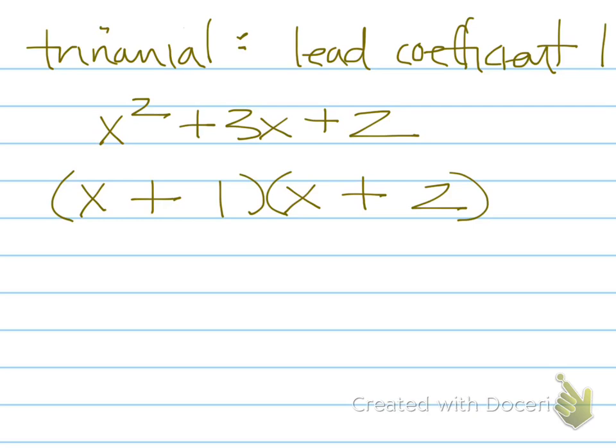And then you should check yourself. X times x is x squared. When you multiply the inner terms, you get 1x. When you multiply the outer terms, you get 2x. 1x plus 2x is 3x. And then multiply the last terms. 1 times 2 is 2.